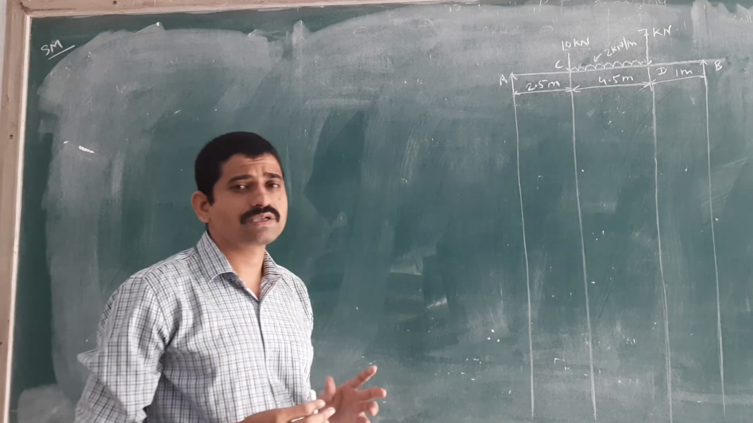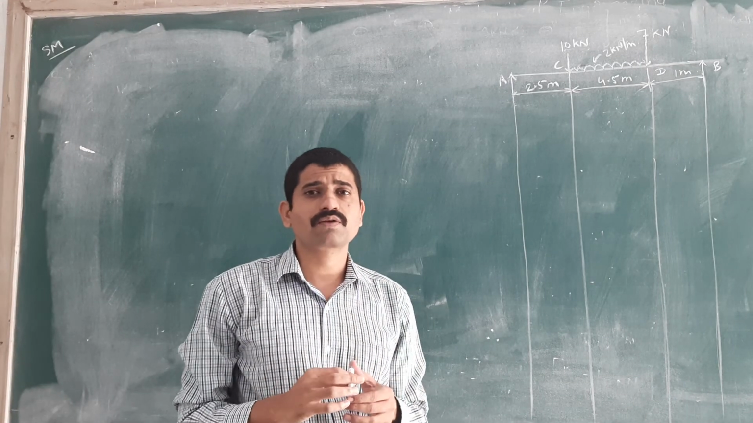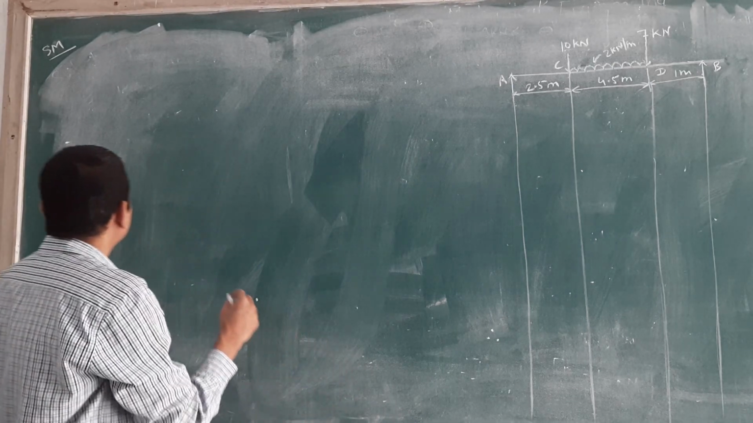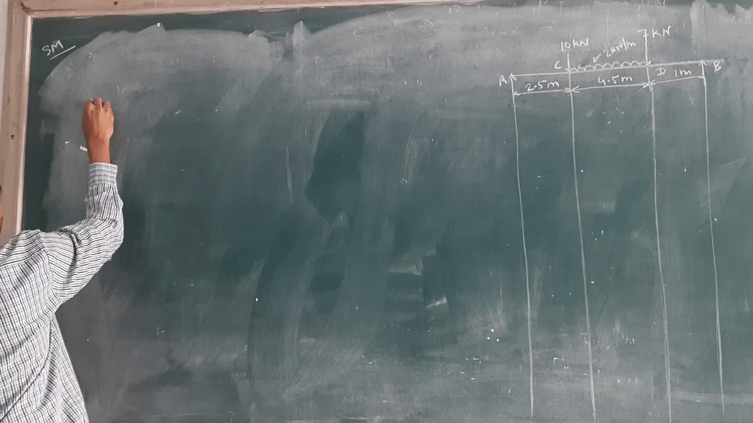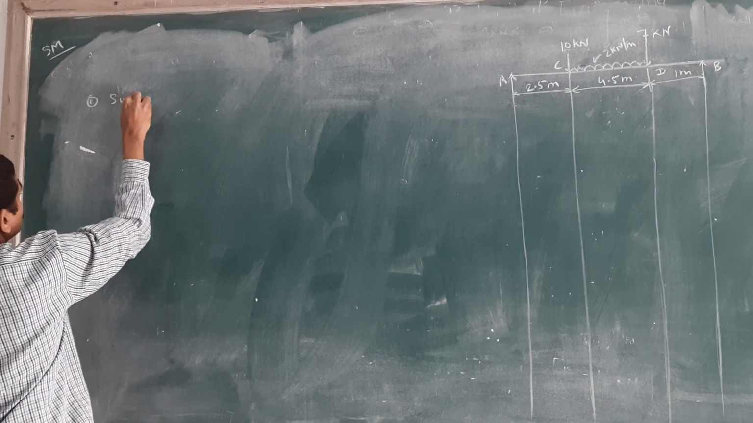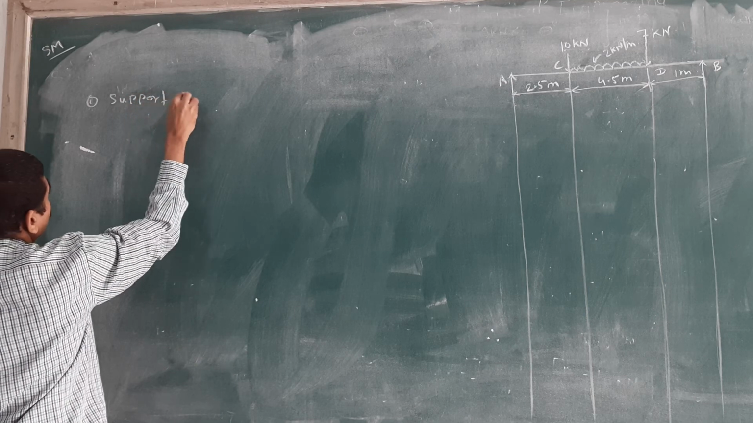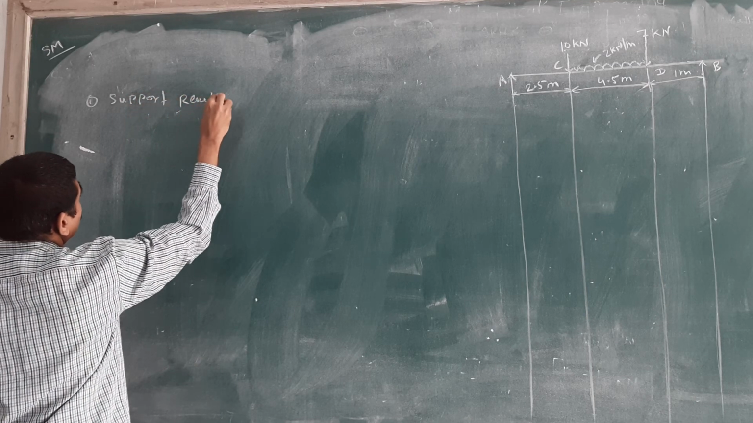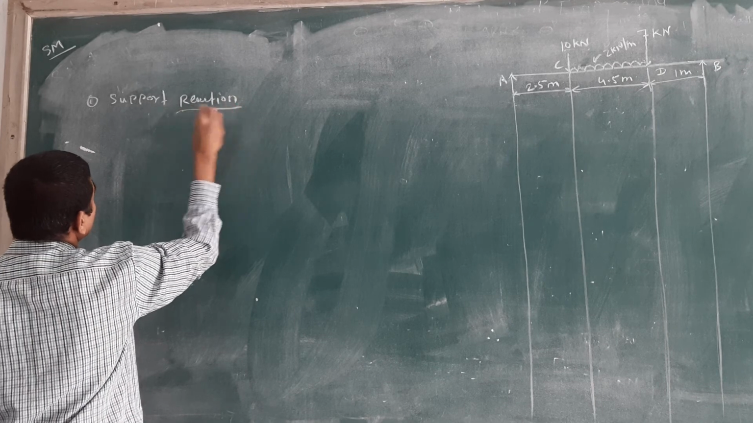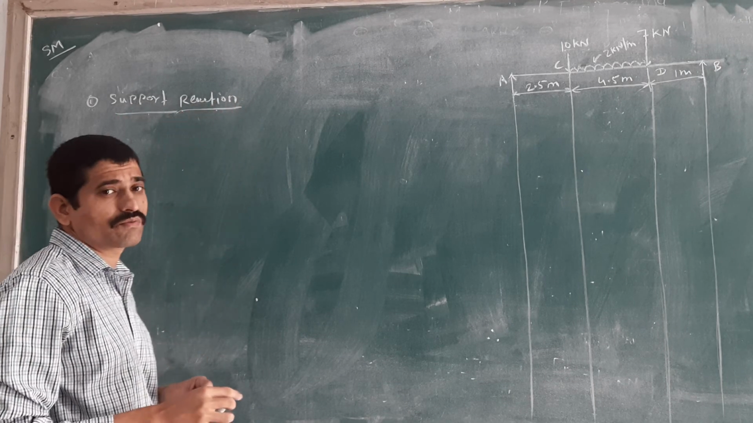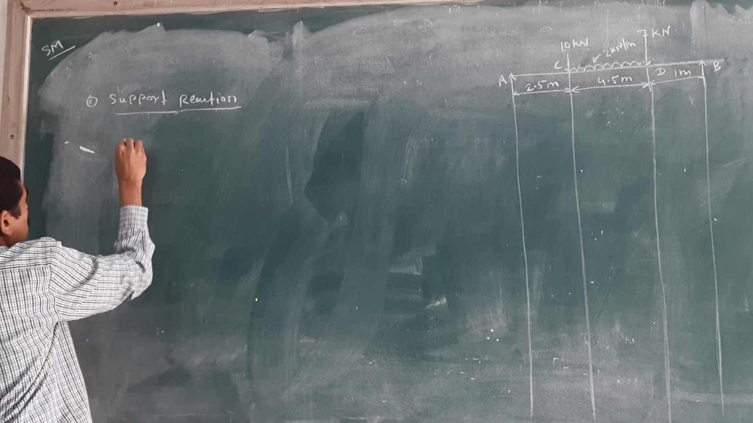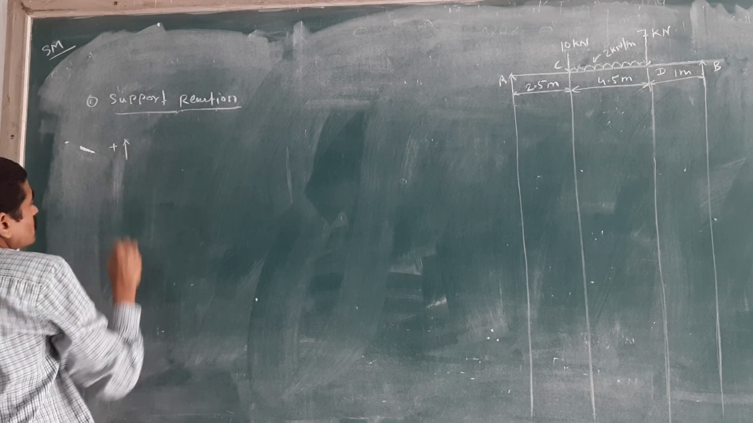You know what the first step is? We want to calculate the support reactions. So the first step is the support reaction. You know the sign conventions for equilibrium, and we consider the upward direction as positive.